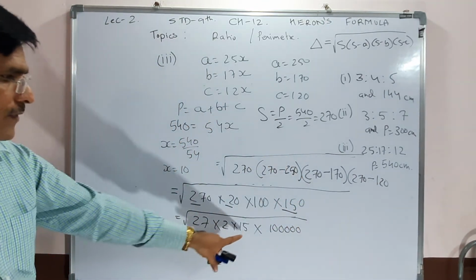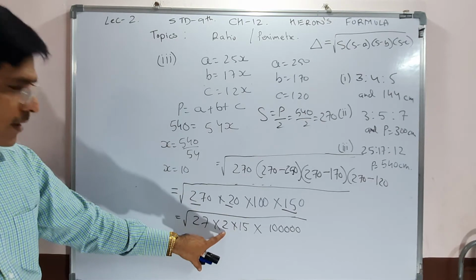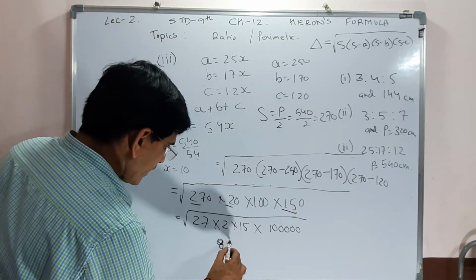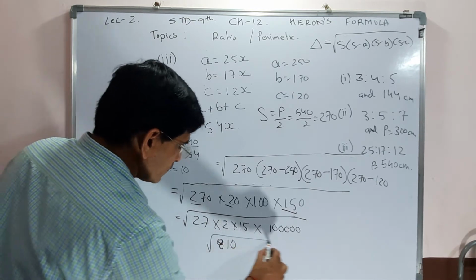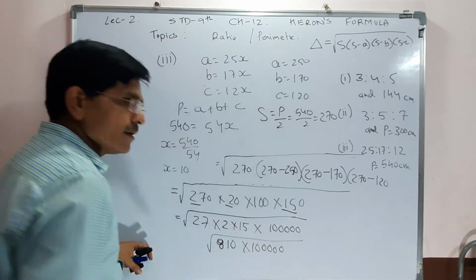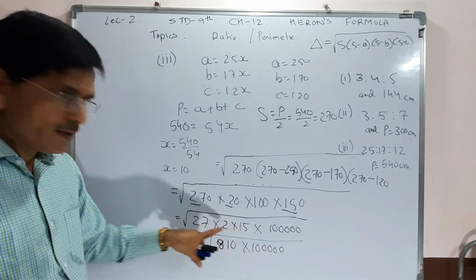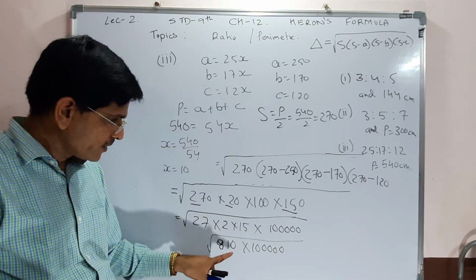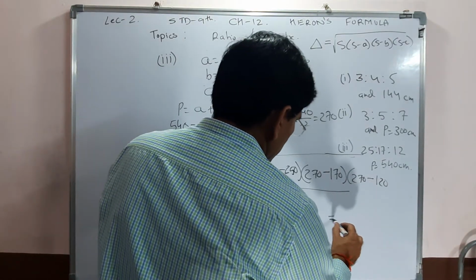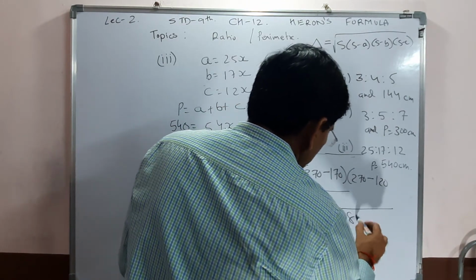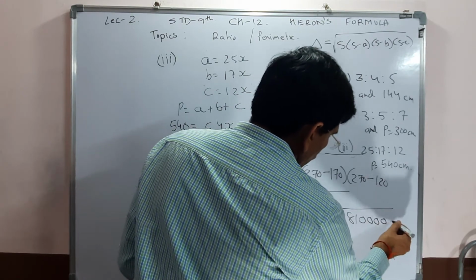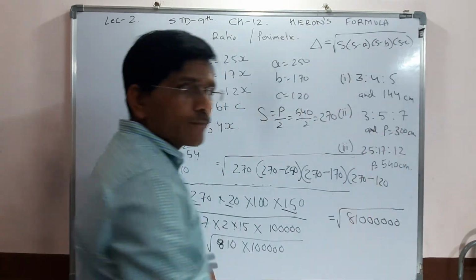If you multiply, 15 twos are 30, 30 into 27 is 810, sorry, 810, into the zeros. 15 twos are 30, 27 threes are 81, and 1 zero. So 1, 2, 3, 4, 5 and 6 zeros are there.